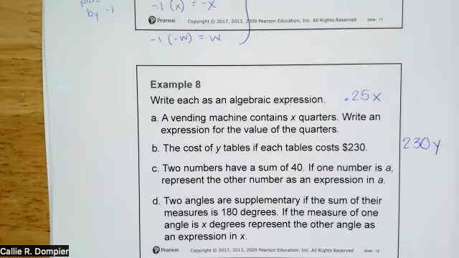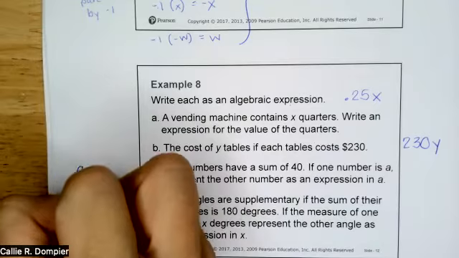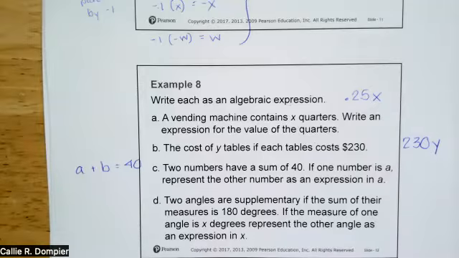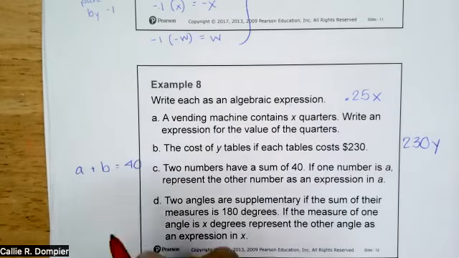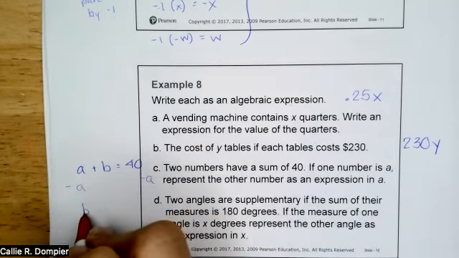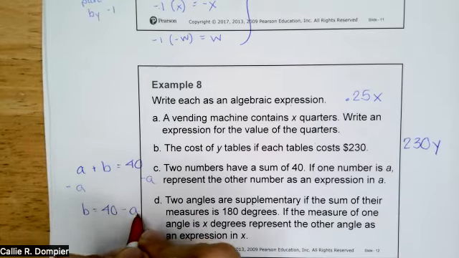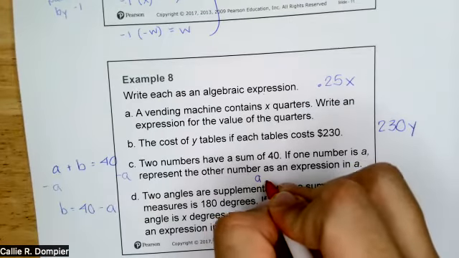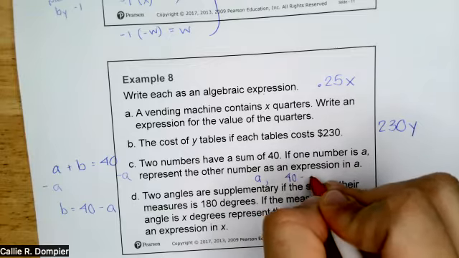Two numbers have a sum of 40. Okay. A and B have the sum of 40. If one of the numbers is A, represent the other number as an expression in A. Good. So basically, we're just going to solve for B, okay? So B is 40 minus A. That is an expression in A. So our first number is A, and our second number is 40 minus A.